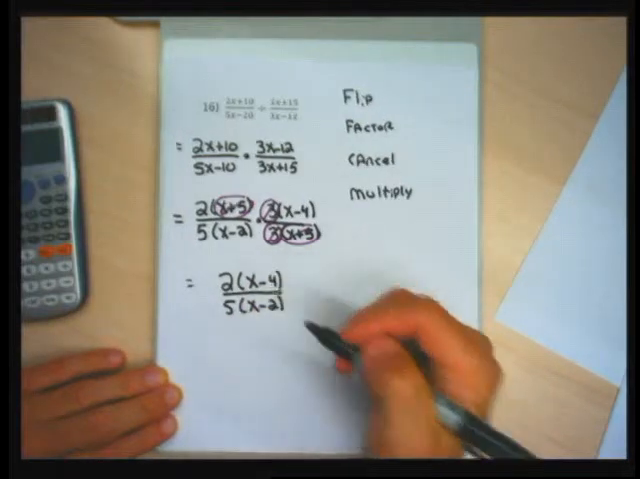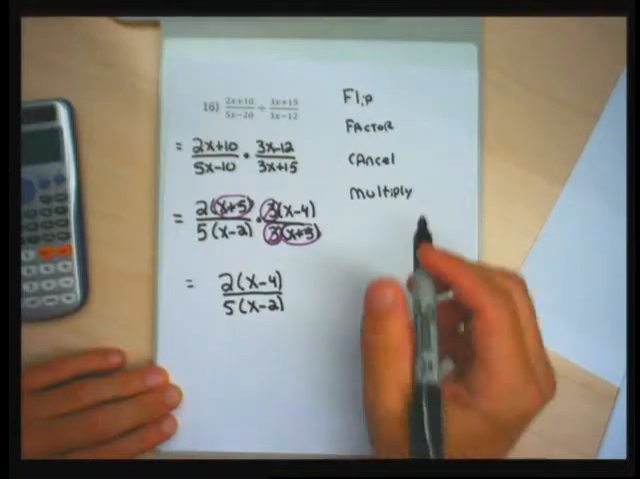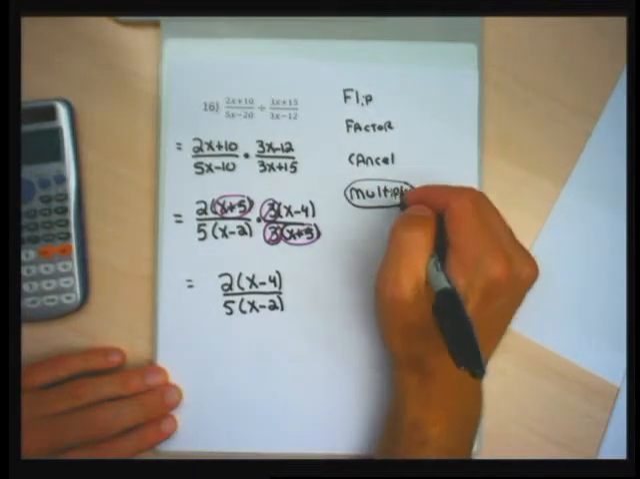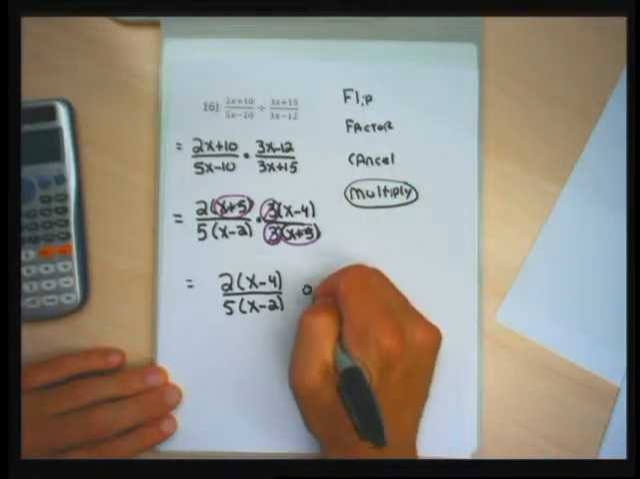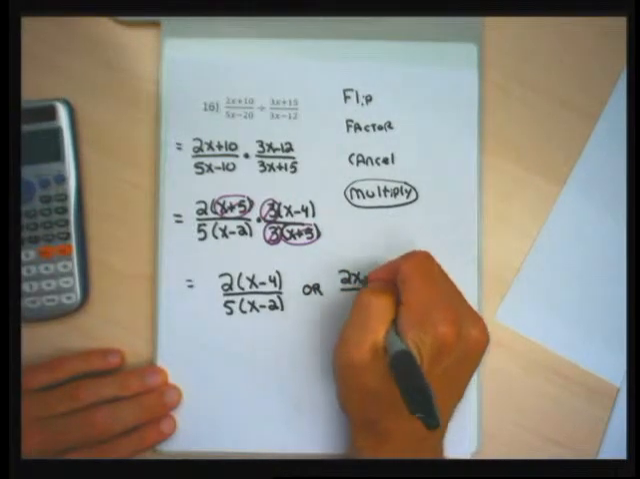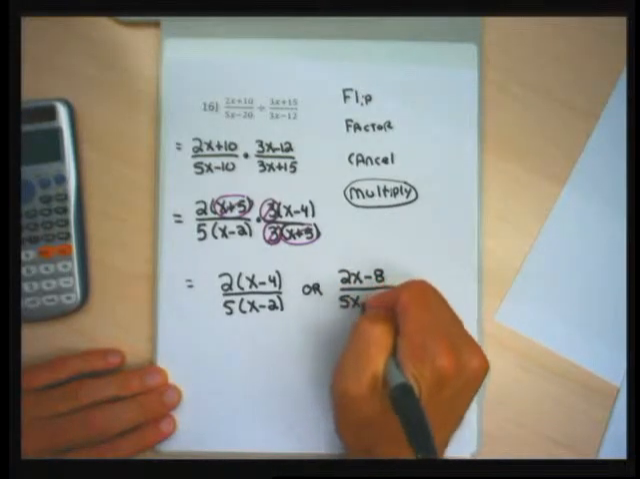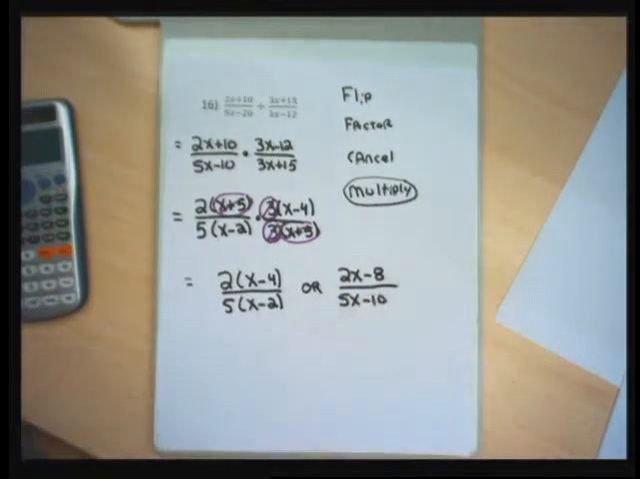X minus 2's can only cancel with x minus 2, so I can't cancel it with the x minus 4. It's okay to not multiply this, but you certainly can multiply it out as well. Usually, if something's factored, we usually don't destroy the factoring. But both of these answers would be acceptable. Both of them can be checked.